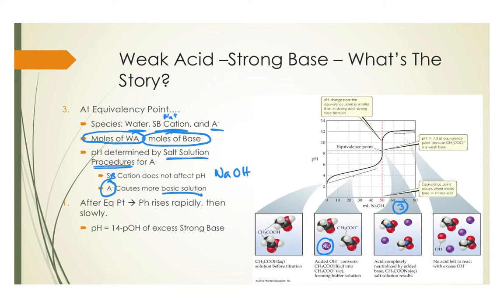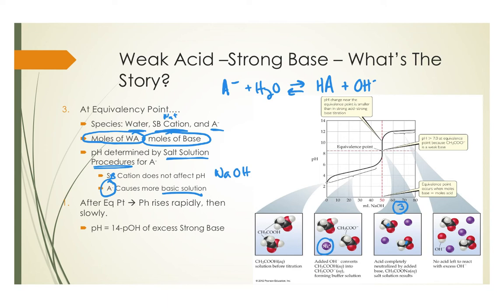Why? Well, because having the conjugate base of a weak acid sitting in water creates an equilibrium situation where it reacts with the H plus ions to make HA, and that produces OH minus. Okay? So again, you end up with a situation at that point where you are dealing with salt procedures.